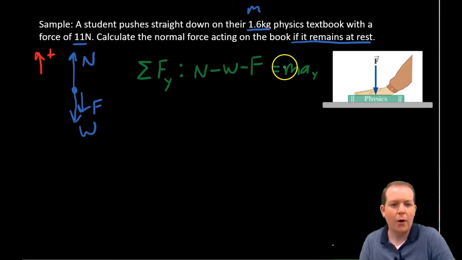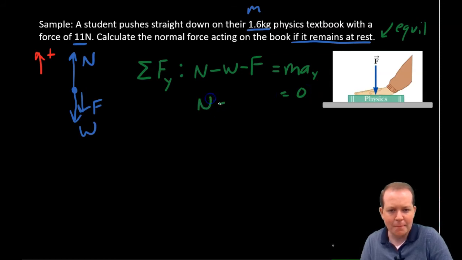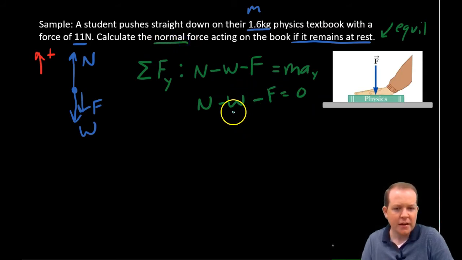Okay? Now, it says the book is at rest. So what is its acceleration? This is an example of the book, or the object, being in equilibrium. So this is actually going to equal 0. So now I have n minus w minus f equals 0. What am I trying to calculate? The normal force. So I'm just going to swing these other two vectors to the other side.